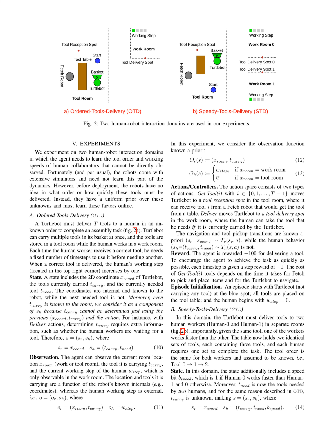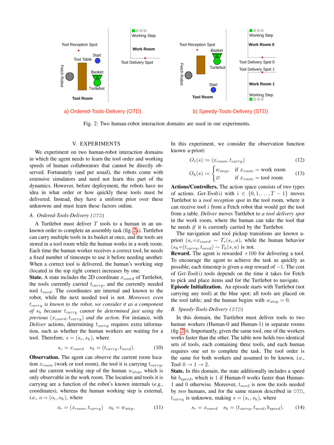Each time the human worker receives a correct tool, he needs a fixed number of time steps to use it before needing another. When a correct tool is delivered, the human's working step increases by 1. State. A state includes the 2D coordinate of turtlebot, the tools currently carried, and the currently needed tool. The coordinates are internal and known to the robot, while the next needed tool is not.